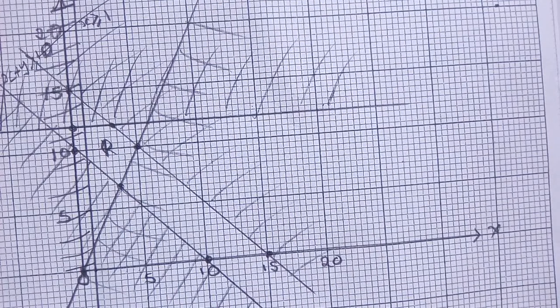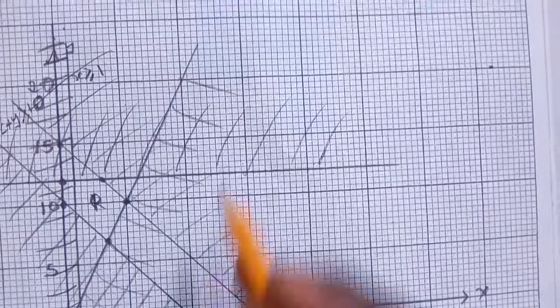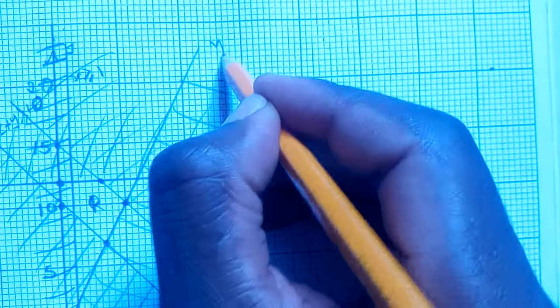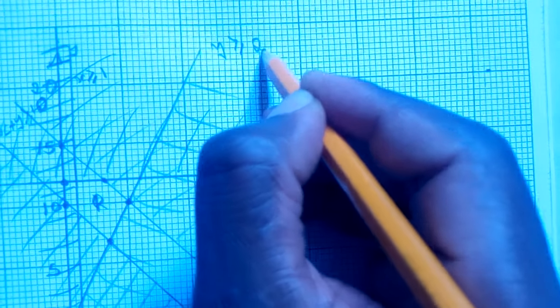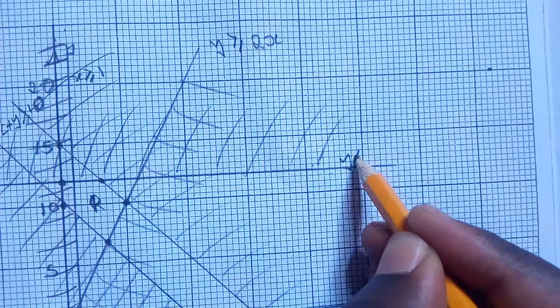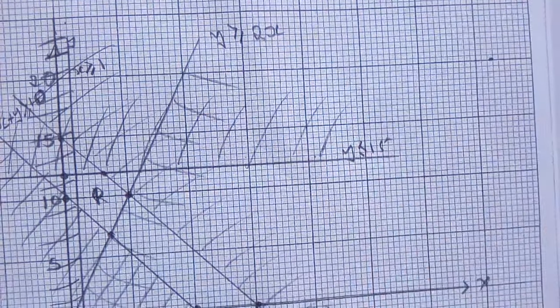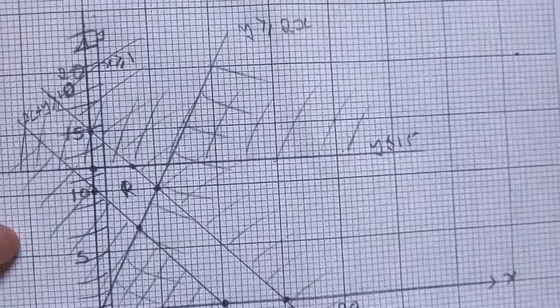We have finished the shading. Don't forget to put the inequalities that we've shaded. So this is y is greater or equal to 2x, and this is y is less or equal to 15. All right, so we're done with the shading there.